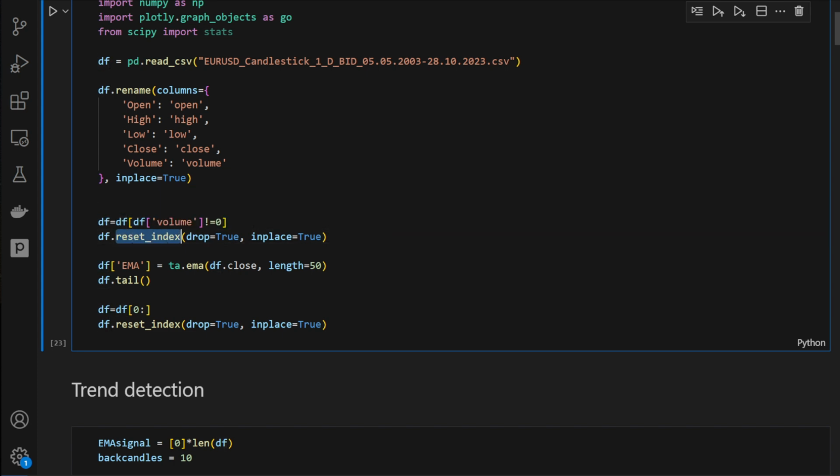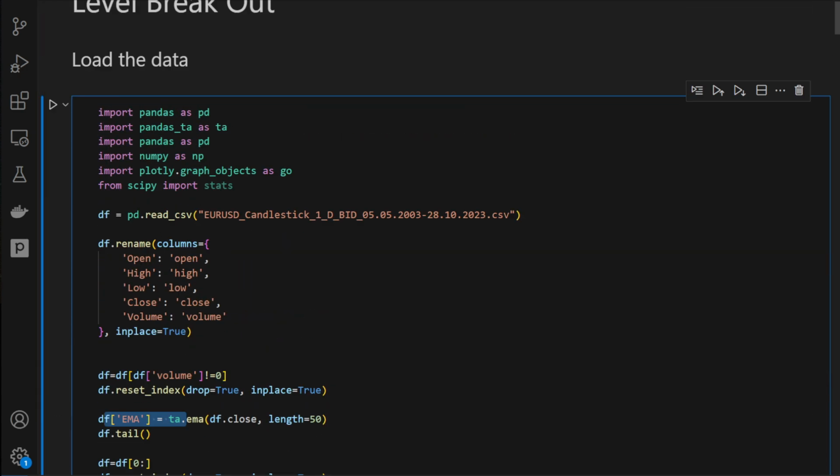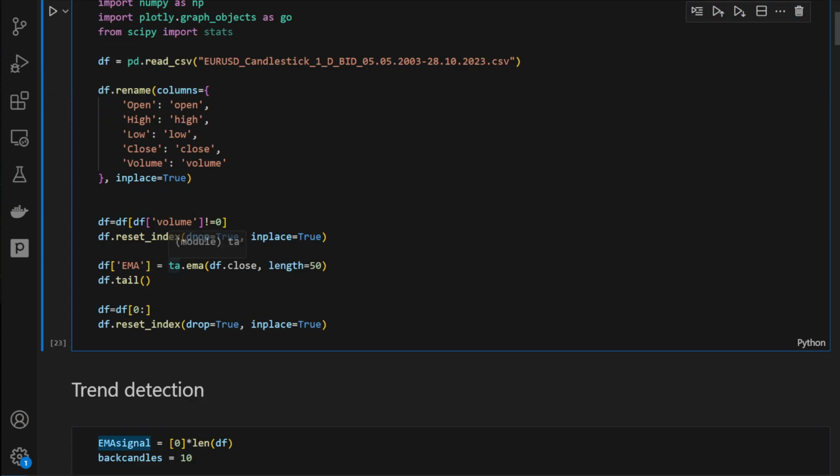Then I'm resetting the index because obviously we have removed some of the rows, and therefore we need to reset the index just to have a continuous increasing integer index. I'm computing the exponential moving average using the pandas technical analysis package, which is imported here. So this is done using the EMA function, providing the closing price, and the length is equal to 50. So I'm using length 50 for this exponential moving average.